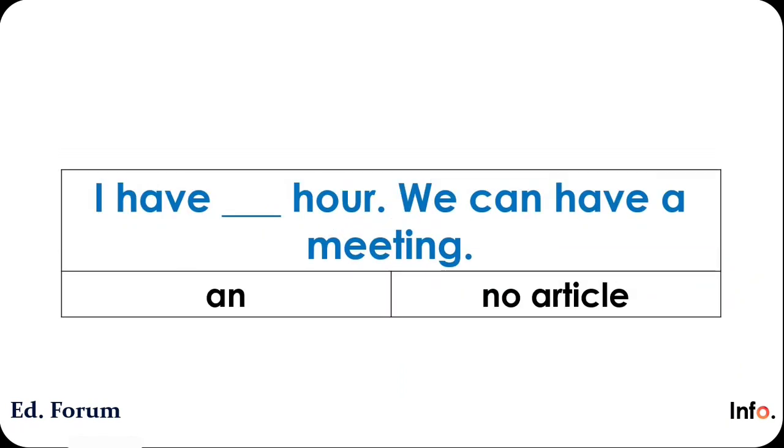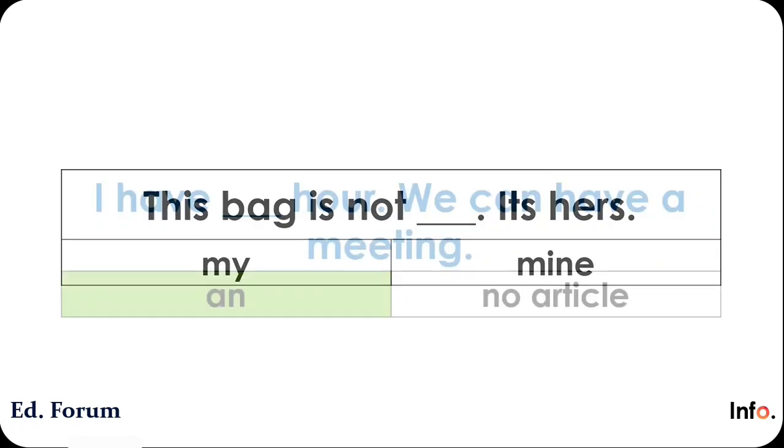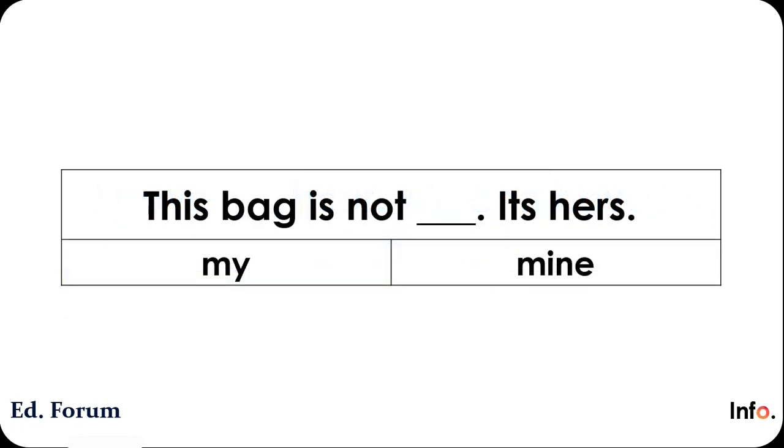I have dash hour. We can have a meeting. I have an, yes. Now see, H is not a vowel here, but the vowel sound is here. That's why we are putting an before hour. H is silent over here. I don't know then why English authors put H over here. Oh, it's a big confusion.